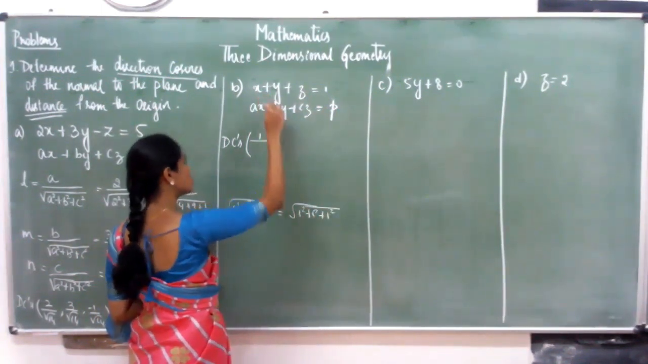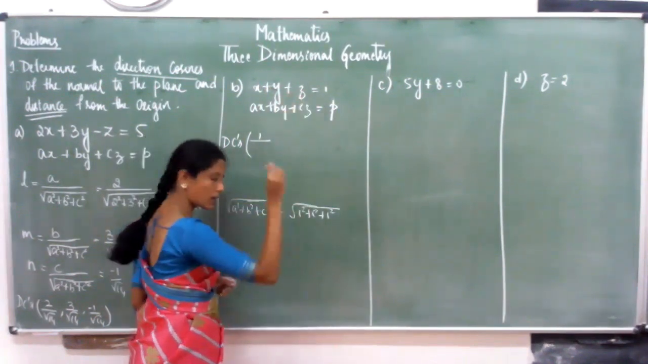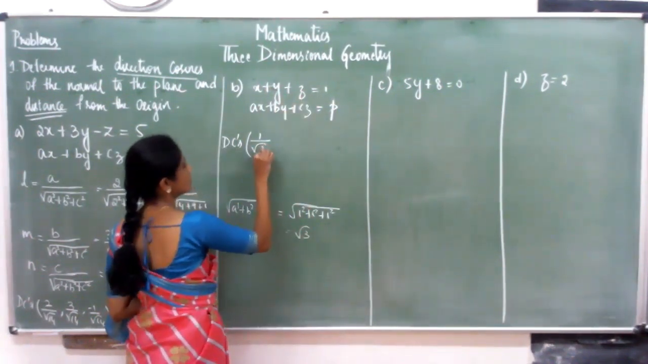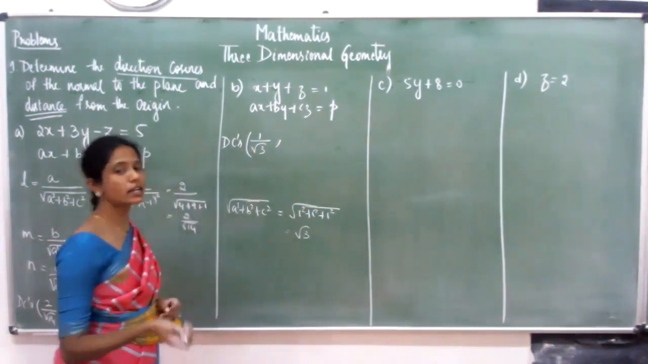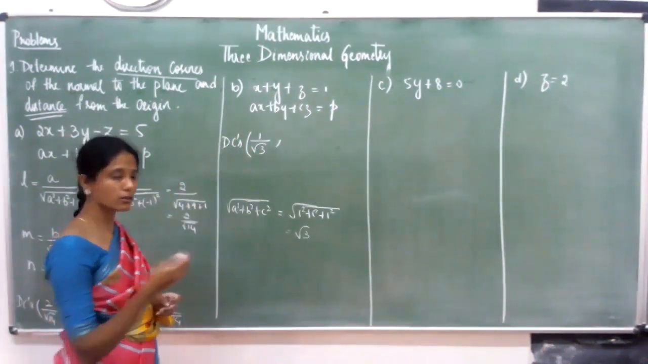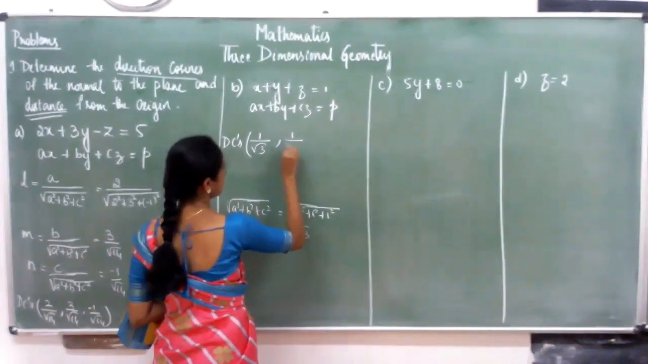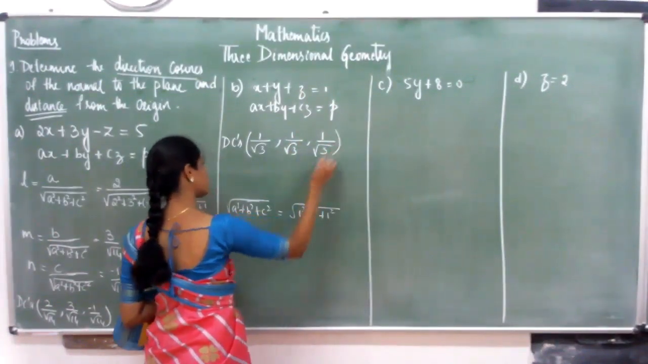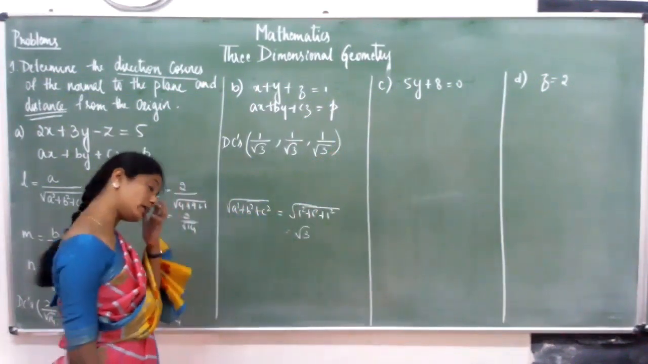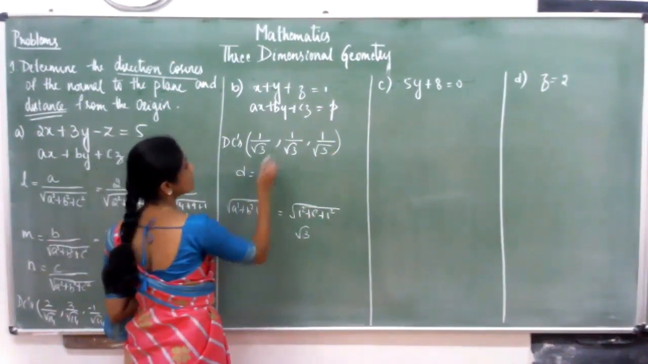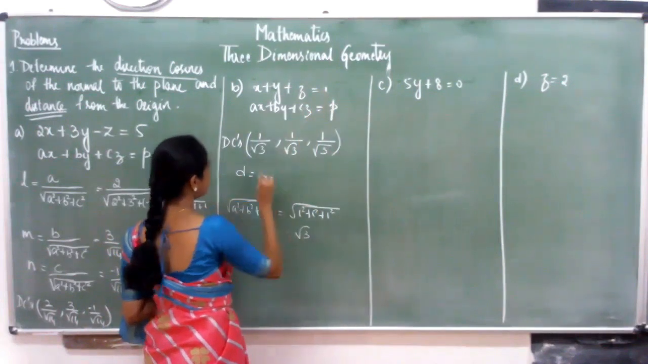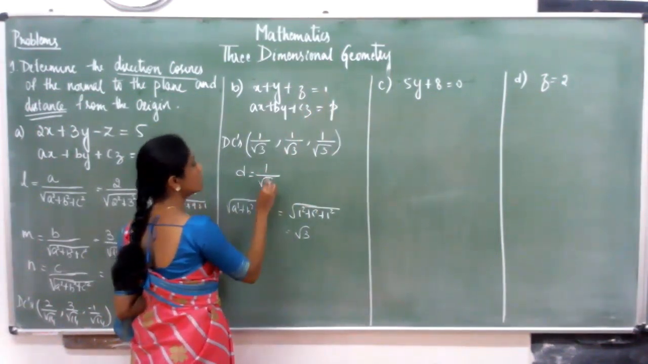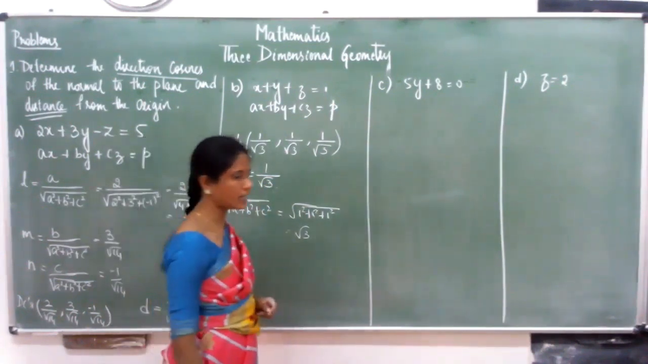Why? Because a value is 1, b value is 1, c value is also 1. Therefore it is nothing but root 3. Next, what is the next? It is b by root of a square plus b square plus c square. So it is 1 by root 3, and similarly c by root of a square plus b square plus c square is again 1 by root 3. How to find d? d is nothing but this value, that is the p value 1 divided by root of a square plus b square plus c square, which is root 3 directly.